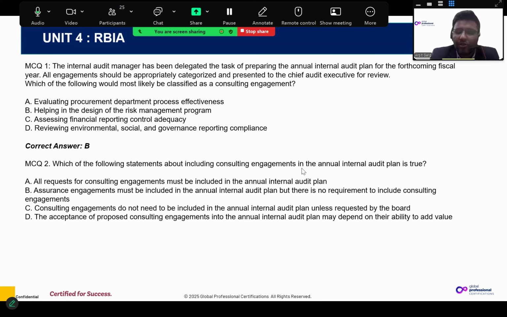Which of the following statements about including consulting engagements in the audit plan is true? So people who have selected A: all requests for consulting engagements must be included in the audit plan, or the acceptance of a proposed engagement in the audit plan depends on the added value.